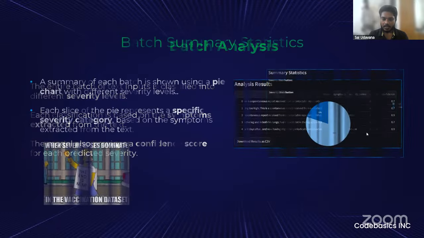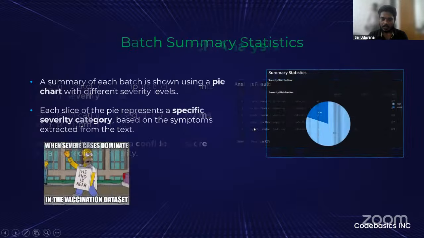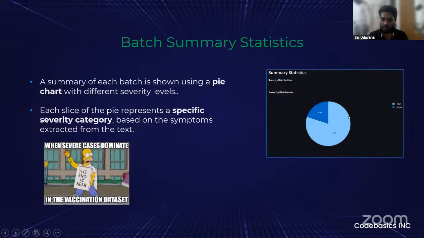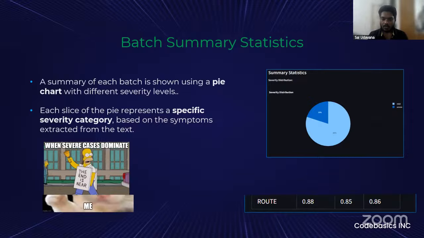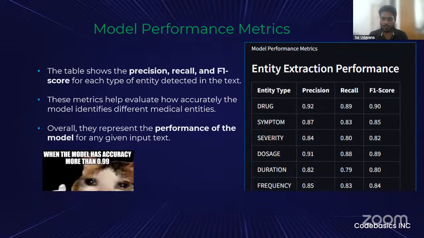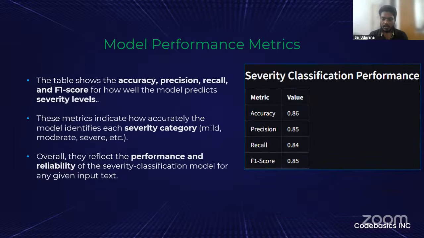And here are the stats of the whole clustered data, so that you can see what percentage of the patients were in the mild state, the severe state, or maybe the moderate state. This is the model performance metrics which I used for extracting the drug and symptoms with named entity recognition this time. And these are the performance metrics of my severity classification, such as classifying it into mild, moderate, or severe.